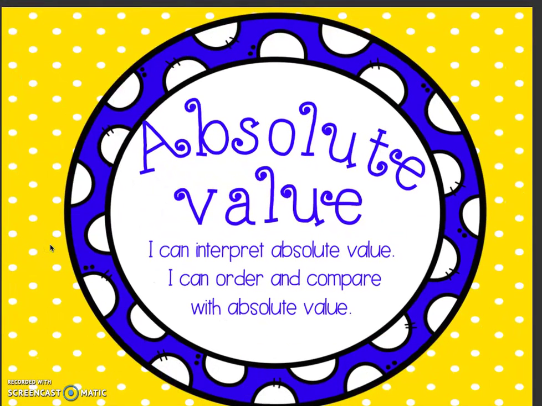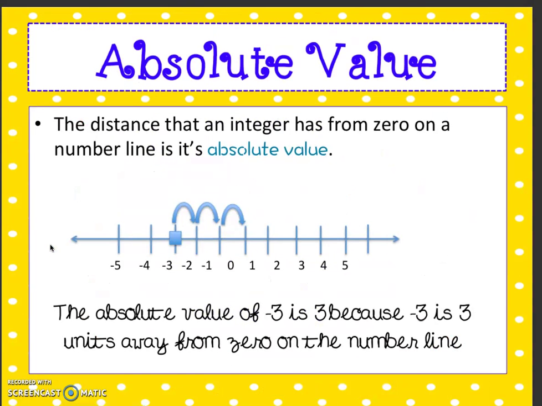Alright guys, today in class we talked about absolute value, and the first thing that we need to remember is that absolute value is the distance that an integer has from 0 on the number line. So for example, the absolute value of -3 is 3 because it's only 3 spaces away from 0 on the number line. Okay, we just count them.